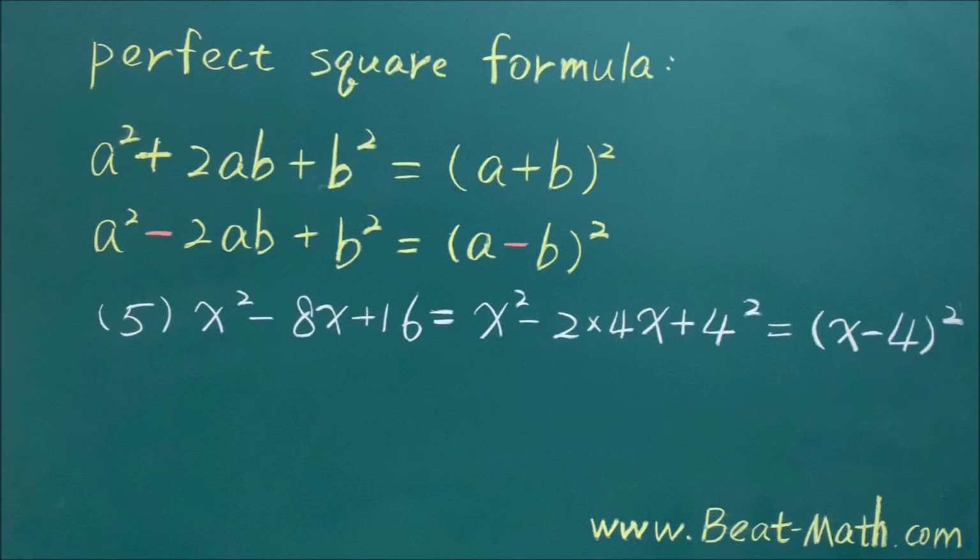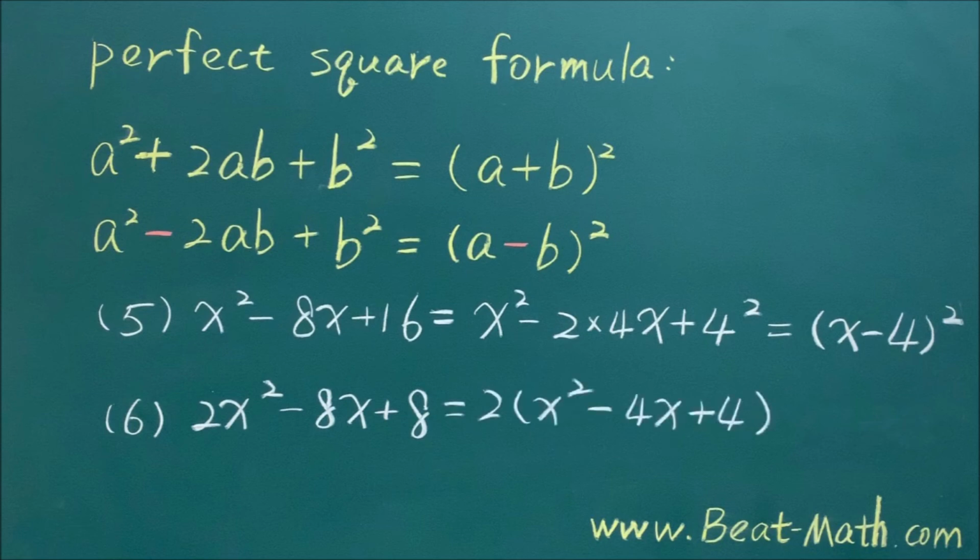Okay, let's try one more complicated example. 2x squared minus 8x plus 8. First factor out the common factor 2. 2 times the quantity of x squared minus 4x plus 4. 4 is the square of 2. Negative 4x equals negative 2 times 2x. Because it is a negative term, the result is 2 times the quantity of x minus 2 squared.